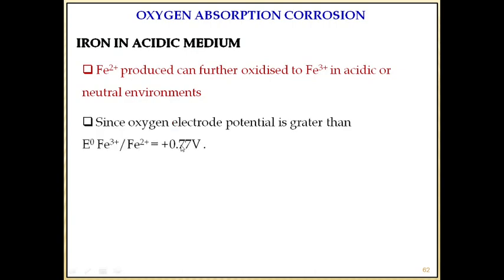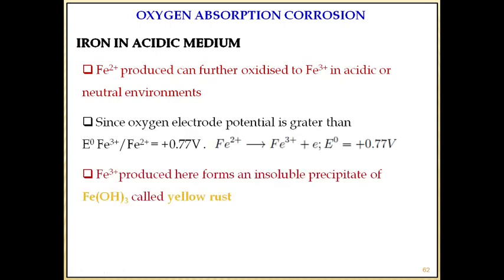If you look at the electrode potential of the Fe3+/Fe2+ system, its value is 0.77 volt. The value for the conversion of Fe2+ to Fe3+ is 0.77 volt. So once the Fe2+ is formed, it will again be getting oxidized to Fe3+. If you remember, the value of oxygen electrode is 1.23, which is greater than 0.77. That means Fe2+ will be getting oxidized to Fe3+.